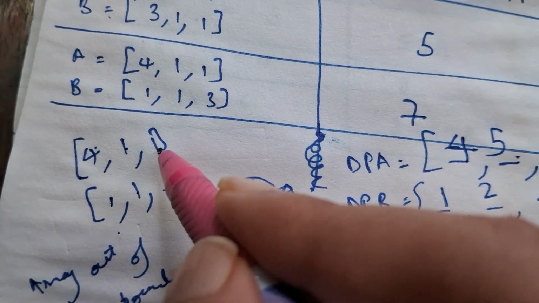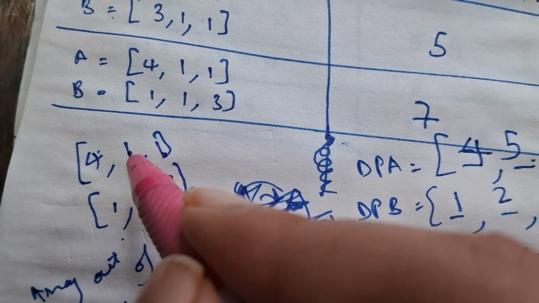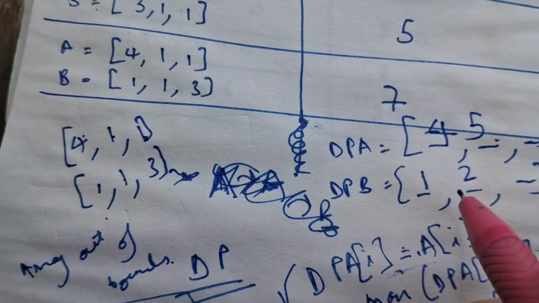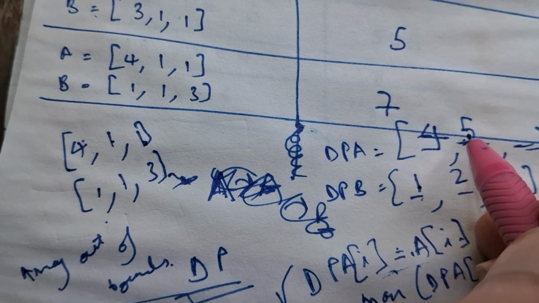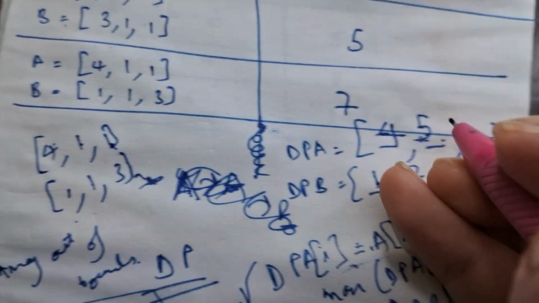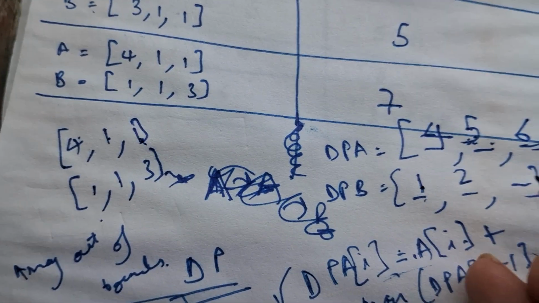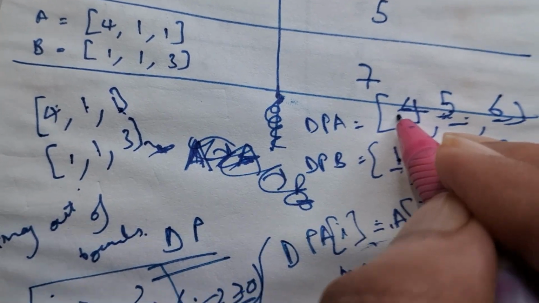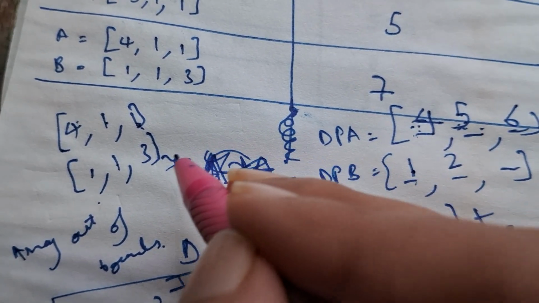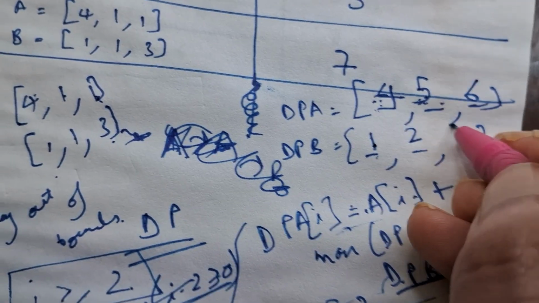Now for this element, you can either add 5 or 1. So which is better to add, 5 or 1? 5 is maximum, so you're going to add 5 to 1, right? That becomes 6. And for this also, you can either add 2 or 4. So 4 is maximum, so you can add 4 to 3. That is 4, 5, 6, 7, 7, right?